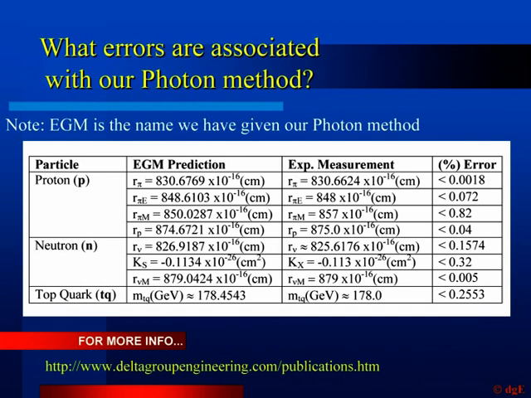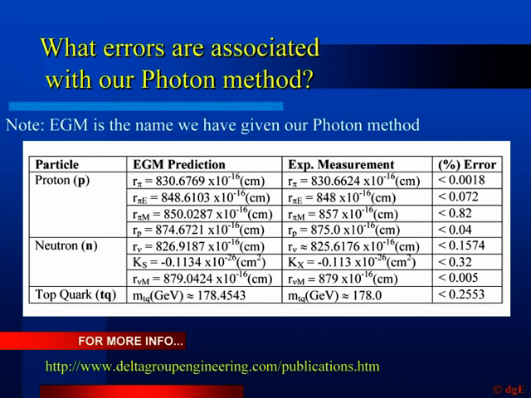What errors are associated with our photon method? EGM is the name we have assigned our photon method, and is an acronym for electrogravity magnetics. This table illustrates the EGM prediction for: 1. The root mean square charge radius of the proton as determined by the Selex collaboration. 2. The electric and magnetic radii of the proton and the magnetic radius of the neutron as reported by Hammer and Meissner. 3. The classical root mean square charge radius of the proton as defined by the National Institute of Standards and Technology.